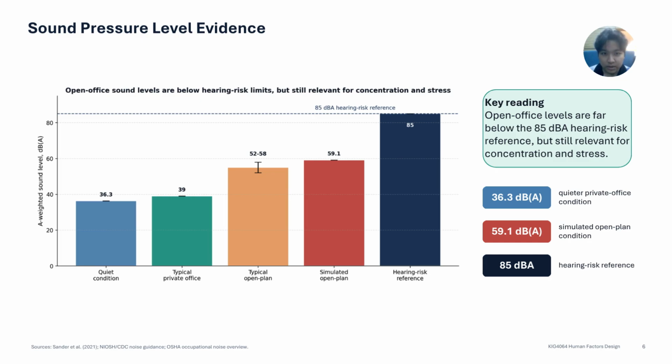This chart compares the office sound level with the occupational hearing risk reference. The quiet private office condition in Sanders was 36.3 decibels, while a typical private office is approximately 39 decibels. Typical open plan offices are around 52 to 58 decibels, and the simulated open plan condition reached 59.1 decibels. This value remains well below the 85 decibel occupational hearing risk reference. However, this does not mean that it is ergonomically harmless. Moderate office noise can still affect concentration, stress, and also comfort, particularly when it contains understandable speech.